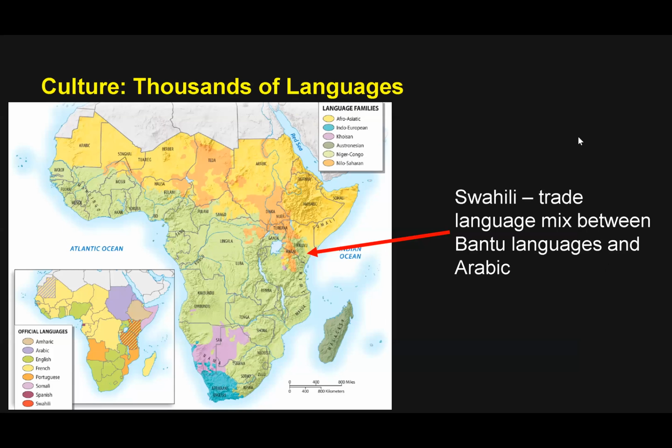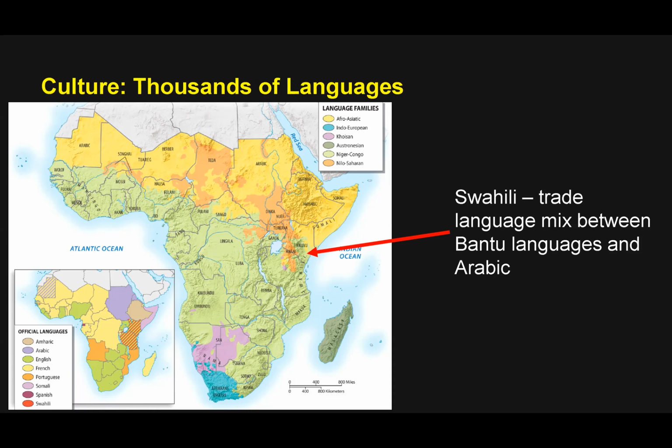So similarly, there's thousands of different languages. So here are just the main language families. In the north, we see much more Afro-Asiatic, and that would be Arabic. So most of that region is Muslim, as we'll see coming up, and Arabic goes along with Islam. In the orange ones in between up there in the northern part, that's Nilo-Saharan. That's an ancient form of language. It was there before Islam moved in to the northern part of Africa.